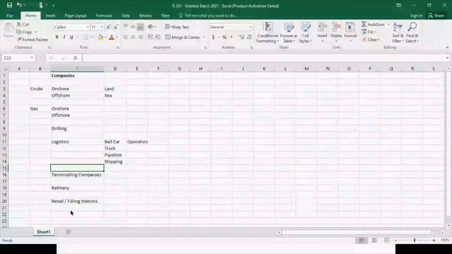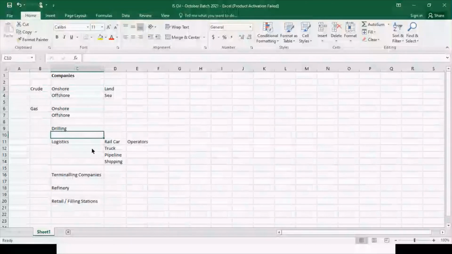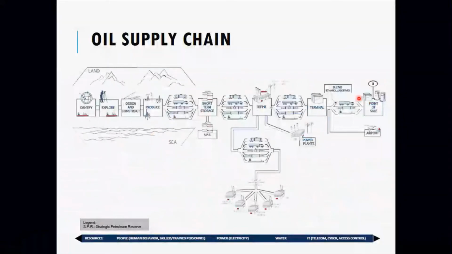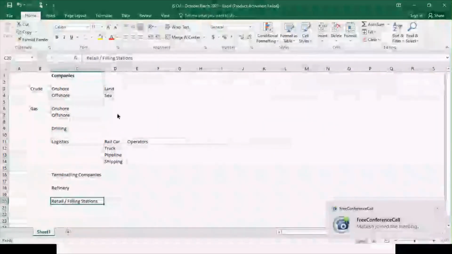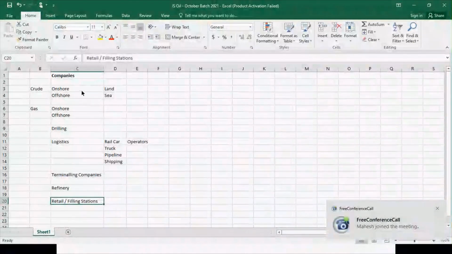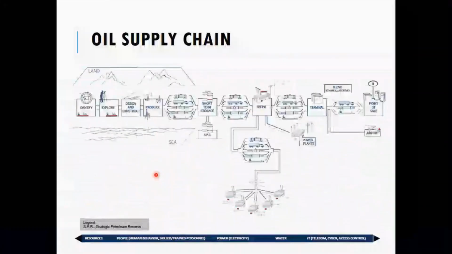So when you consider the supply chain of this oil and gas industry, we can have different companies. Like we can have an onshore company, an offshore company, a drilling company, logistics, terminal companies, refinery, filling stations. So when we talk about the oil and gas industry, you might get into any of these companies. Depending upon the requirement, you can get into any of these companies. Clear till now, or any questions?